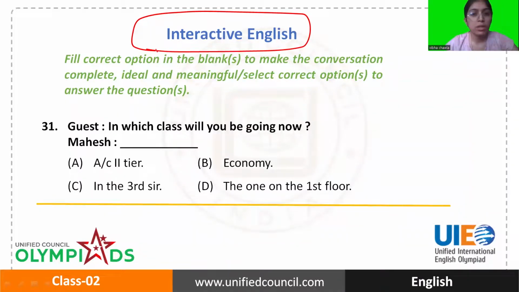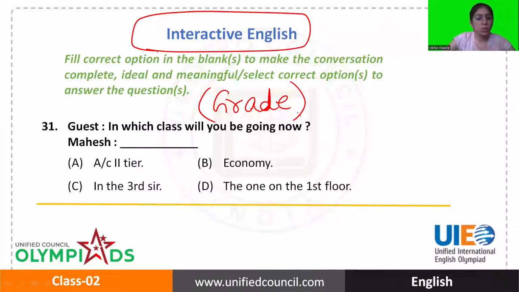So first of all, question number 31, guest: In which class will you be going now? Guest is asking Mahesh. So class, basically he meant grade, right? Guest is asking a child in which class will you be going now? In which grade? In which standard? So it can't be AC, second tier or economy class. Or the one on the first floor. No. It should be first, second, third, fourth, fifth, sixth, seventh, eighth grade, ninth grade, 10th grade, like that. So, in the third, sir.